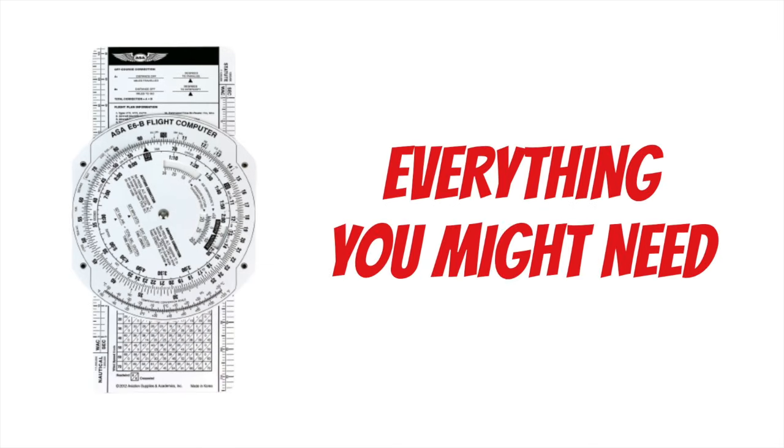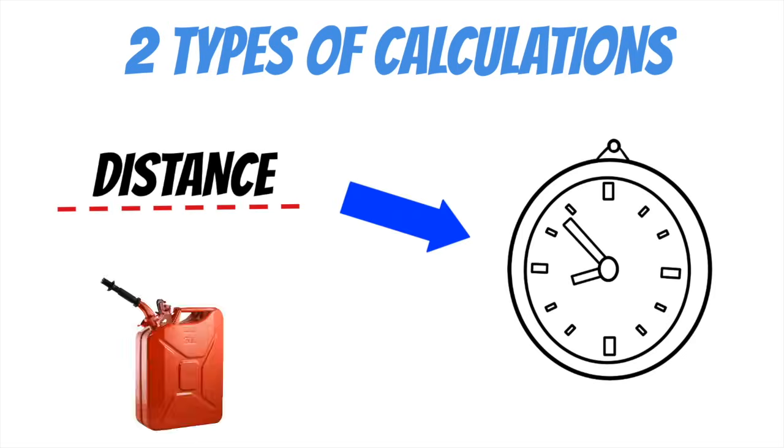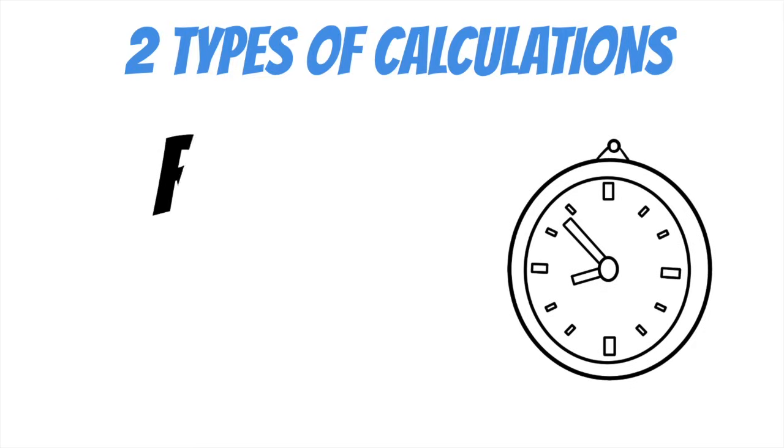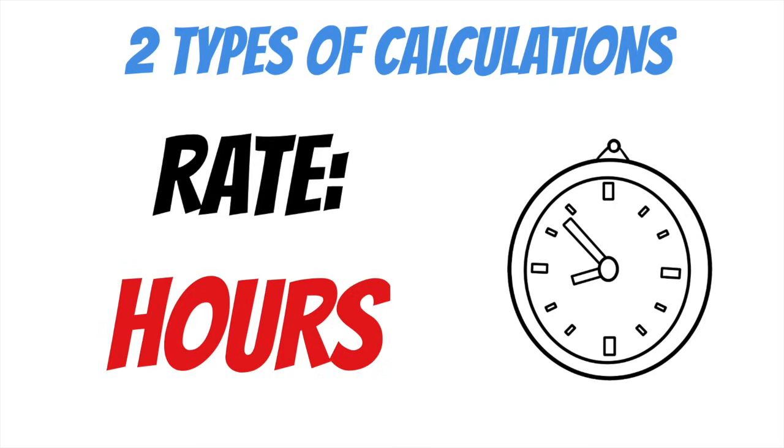When we're talking about calculating time, fuel, and distance, we're actually talking about two different types of calculations, not three. We're trying to find the relationship between distance and time and between fuel and time. Both of these types of calculations use time as a system of measurement. When we talk about the rate at which we do something, we typically talk about hours. For example, I'm driving 100 miles an hour, or I'm burning 10 gallons of gas per hour.